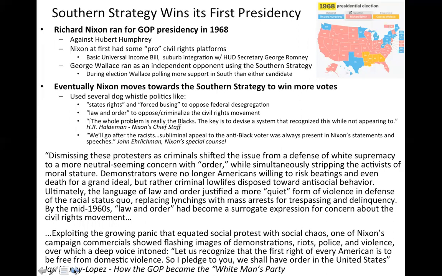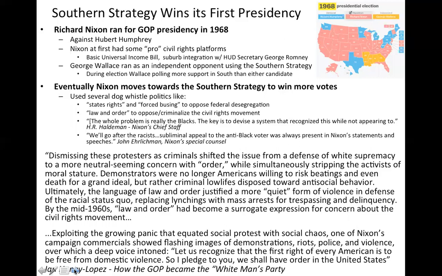If you remember back in the Democratic primaries this year, Andrew Yang talking about giving everyone $1,000 a month. That's a very progressive policy, and Nixon was on board with that. It didn't happen, but he supported it and he wanted it. He supported, at least at the very beginning, suburb integration. Like he brought in George Romney, Mitt Romney's dad, who was a big advocate for integrating the suburbs, and he made him the HUD secretary.